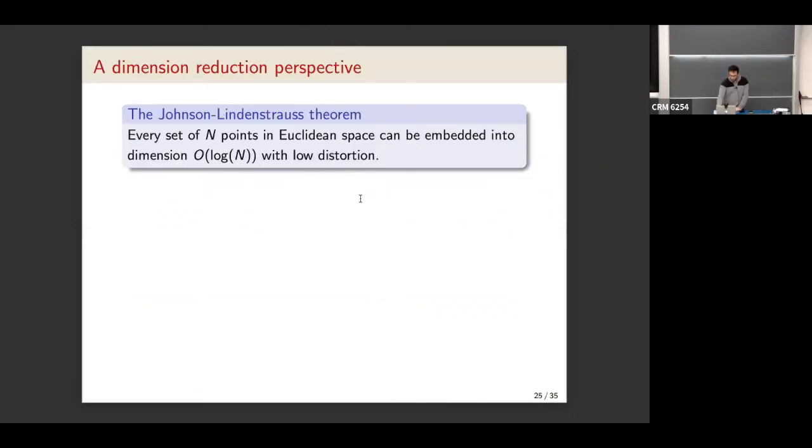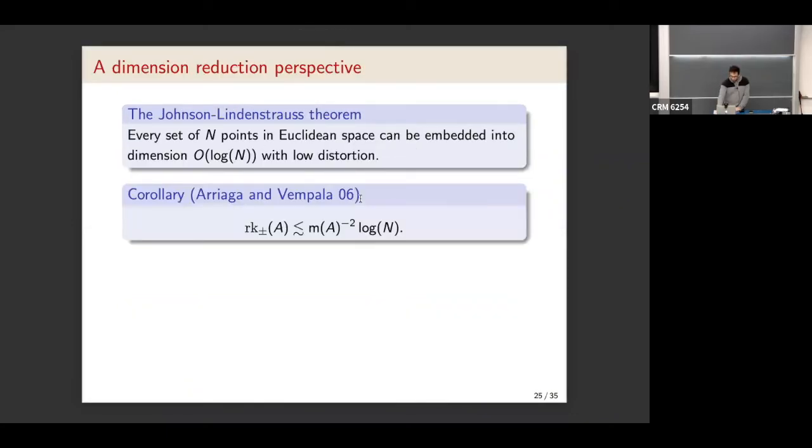One other thing I want to say about the sharpness of this: the Johnson-Lindenstrauss lemma says that if you have n points in any Euclidean space, you can project them to dimension log n without messing up the distances much, right, with low distortion.